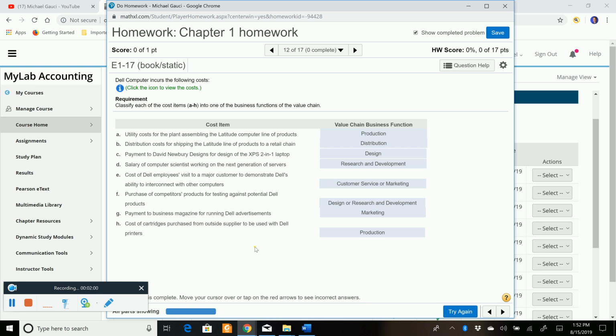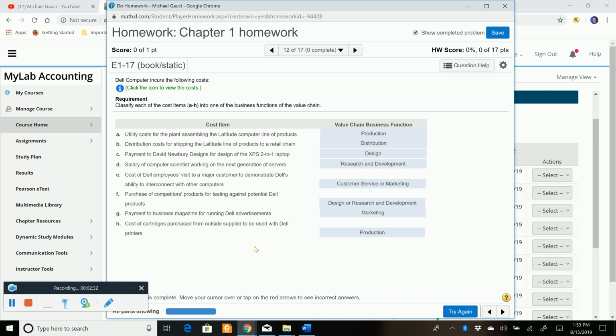Letter B, distribution costs for shipping the Latitude line of products to a retail chain. Well, the word was already used in the cost item. This most likely is part of the distribution function. Letter C, payment to David Newberry Designs for design of the XPS 2-in-1 laptop. Well, they are helping in the design phase, which is right after the R&D. So I would say that's the design function.